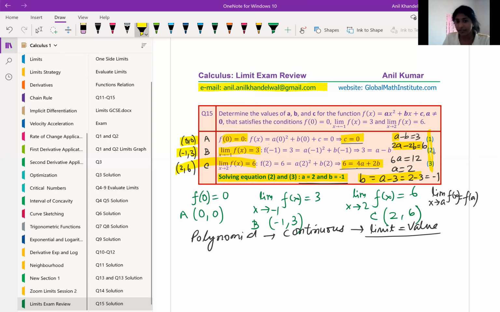That is correct. Oh, okay. So that is how you'll be doing it. And as you said, polynomials are continuous functions. Therefore, the value of the limit and the value of the function at that particular point is exactly the same. And that helps us to identify 3 points on this quadratic equation. And so it's very easy to find the 3 unknowns a, b, and c, solving the 3 equations simultaneously.